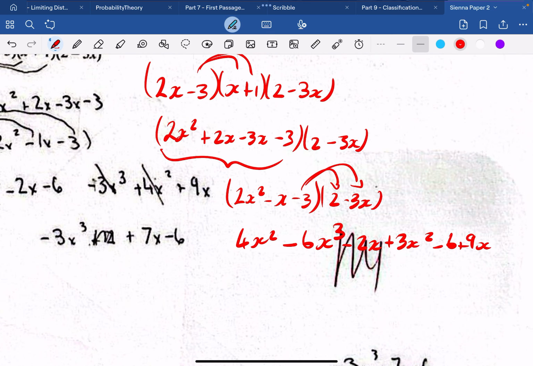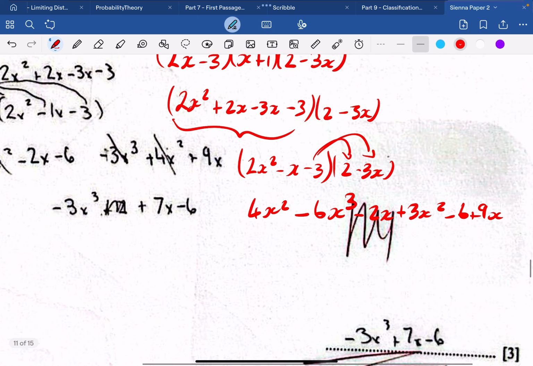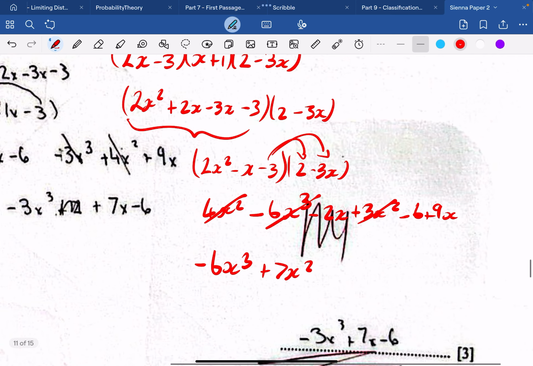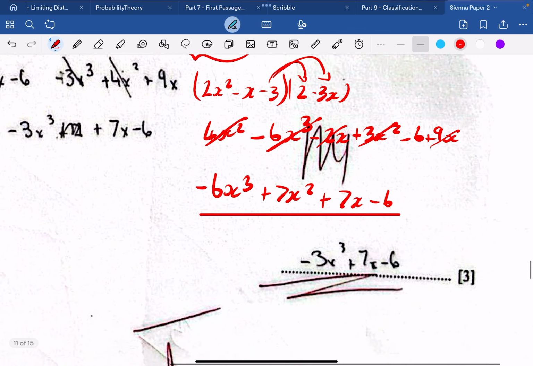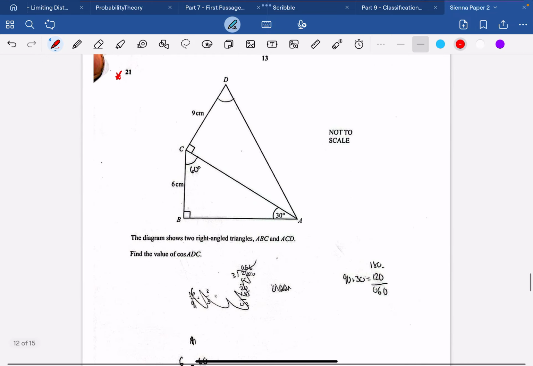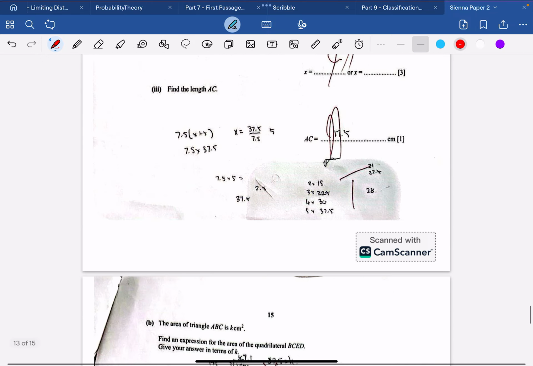Plus 9x. Now we just collect like terms. Are there any other x cubed? No. Minus 6x cubed. Cancel. Okay, we get rid of that. 4x squared, we've got 4x squared plus 3x squared. So you've got plus 7x squared. Then we've got minus 2x plus 9x, which is plus 7x, and then minus 6. Cool. Okay. So let's see how many more questions we have.